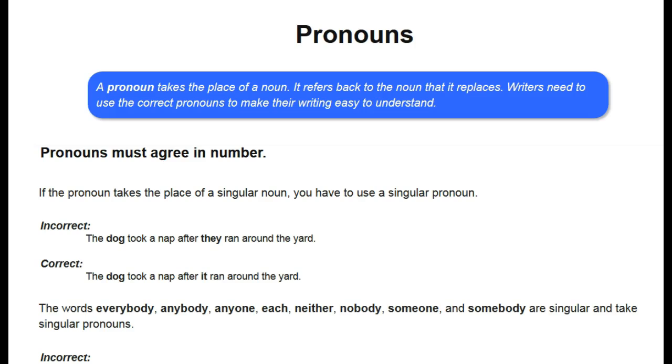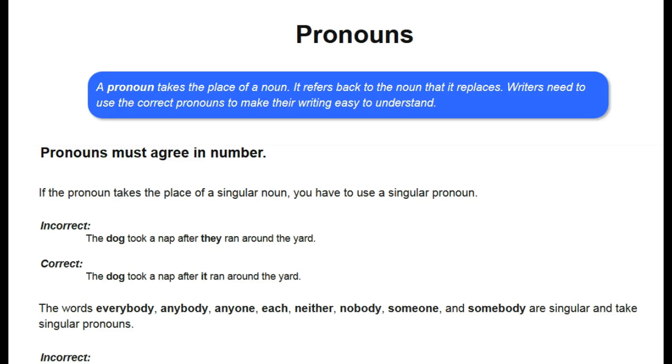Pronouns. A pronoun takes the place of a noun. It refers back to the noun that it replaces. Writers need to use the correct pronouns to make their writing easy to understand.